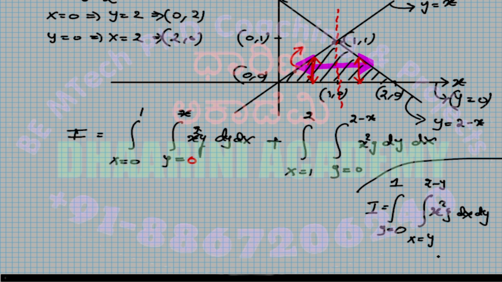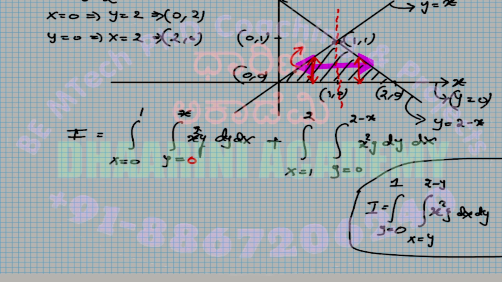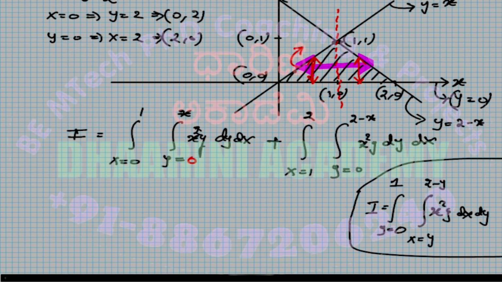You see, that's why I told you, right? Think of both the ways. Whichever is easier, you solve. In this case, the second one is going to give you the answer quicker compared to the first one. So both of them you need to understand, right? Writing in terms of x first and writing in terms of y first, both are important.